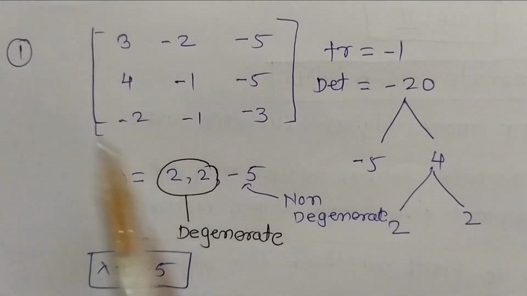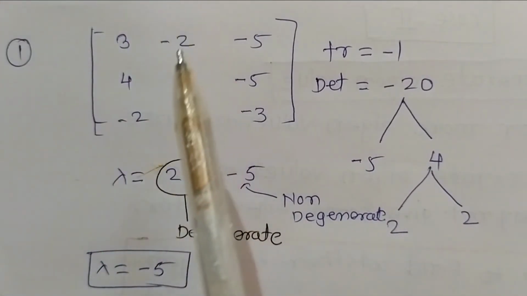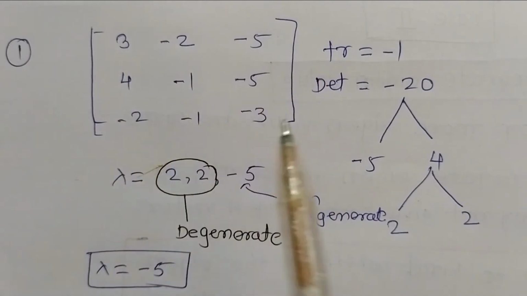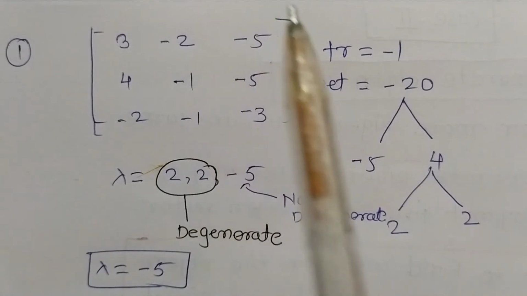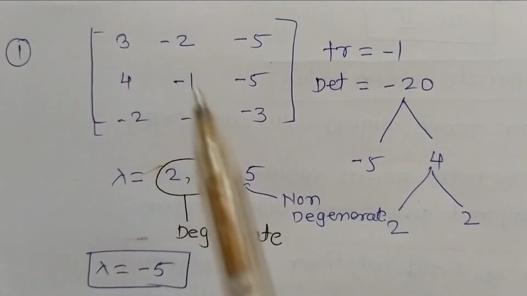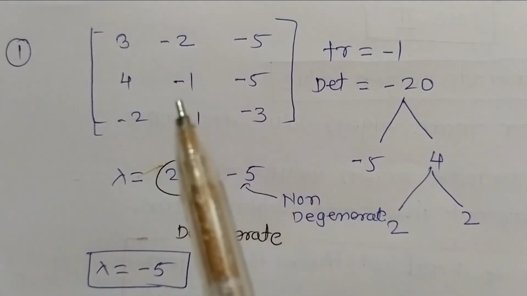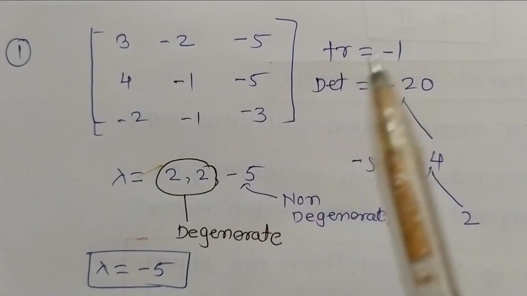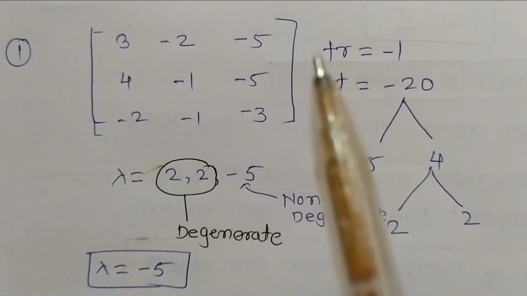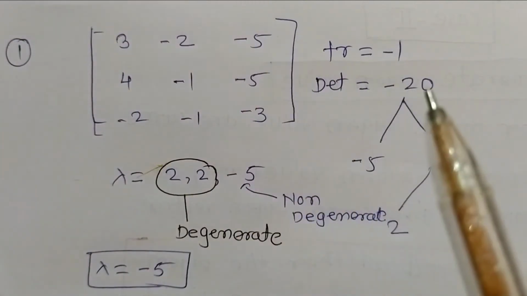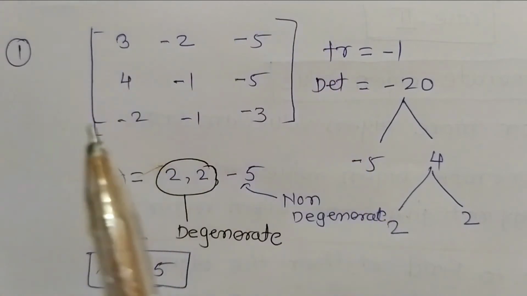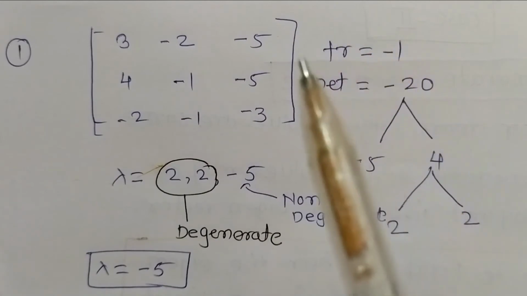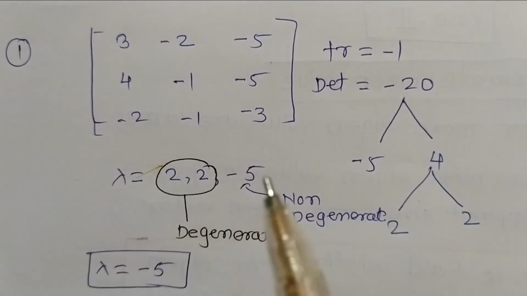Consider the first example: the matrix is [3, -2, -5; 4, -1, -5; 2, -1, -3]. The trace of this matrix is 3 plus (-1) plus (-3), which is -1, and the determinant of this matrix is -20. In the last lecture we discussed how to find the determinant. So by using the trace and determinant we can find the eigenvalues.